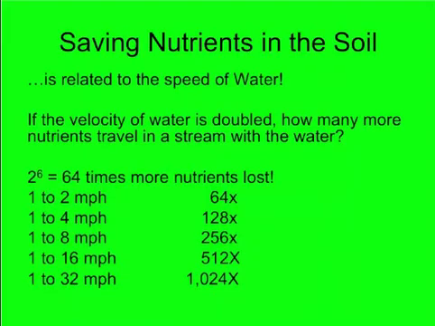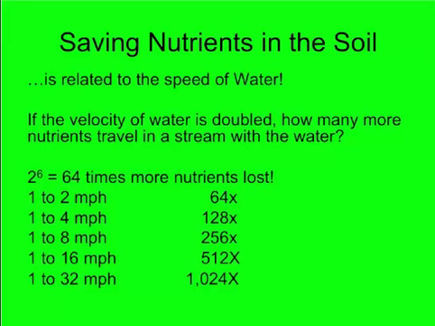Here's basically how we can help to save nutrients in the soil. It's related to the speed of water. If you double the velocity of water, how many more nutrients travel in that stream with the water? It's basically exponential. It goes up 2 to the 6. So if we were to increase the speed of water in a stream from 1 to 2 miles per hour, we have 64 times more nutrients that can be transported off.